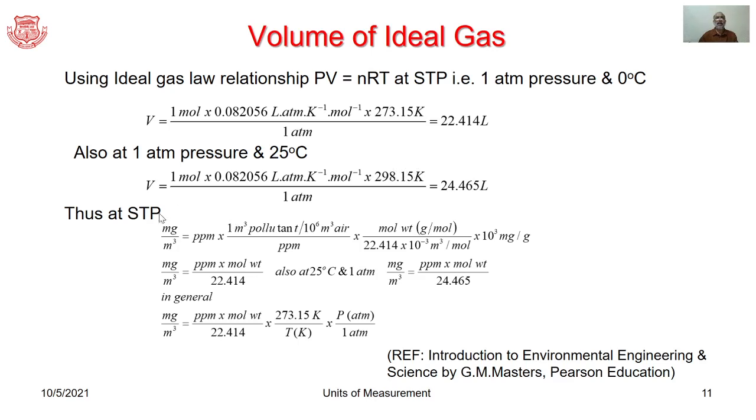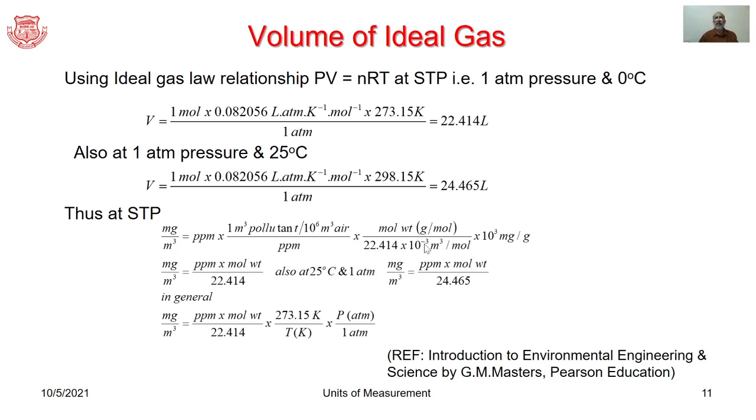Thus, at standard temperature and pressure, this milligram per cubic meter can be expressed as ppm into 1 cubic meter pollutant by 10 raised to 6 meter cube of air per ppm. As we consider the molecular weight and the conversion of grams into milligrams, here we reduce this expression to ppm into molecular weight divided by 22.414.